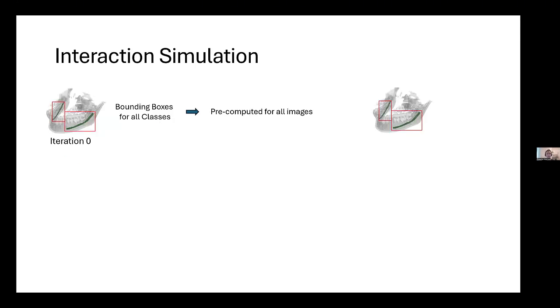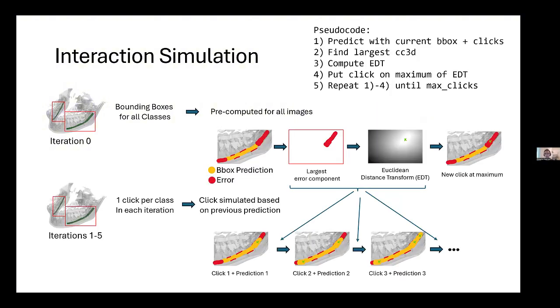So another question is, how do we actually simulate these clicks? For the bounding boxes, Jun already explained that we have this very fixed pre-simulation scheme, and this could be pre-computed for the challenge. But for clicks, you need to do it dynamically since it depends on the error of the models.